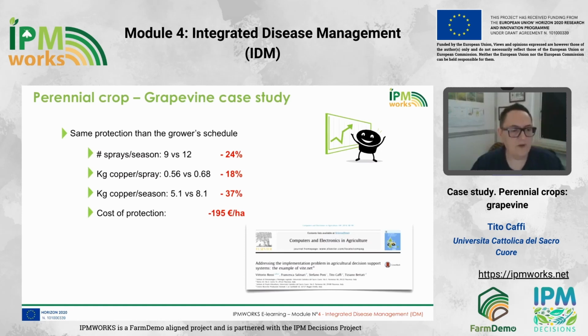And of course, a reduction in the cost of protection that we quantified at a little bit less than 200 euros per hectare because of the previously mentioned reduction, compared not to a standard but to the same farm scheduling, let's say. So the comparison was in the same farm between the use of the model and standard practice.